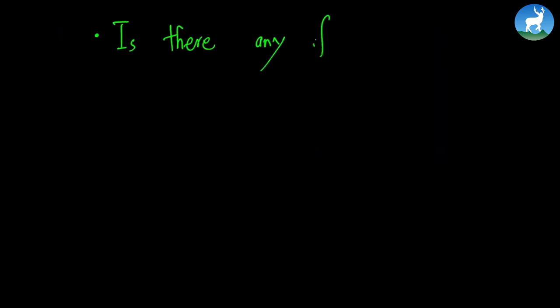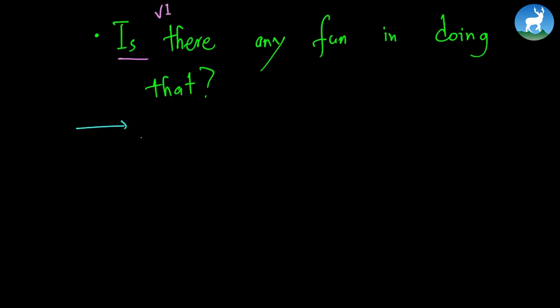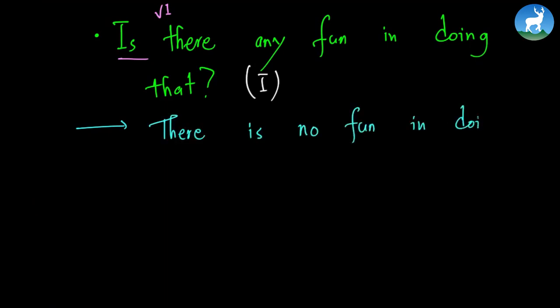Is there any fun in doing that? Again, this is in present tense. How can you change this into assertive? Since this is an interrogative sentence, you need to change it into an assertive one. There is no fun in doing that. This is an assertive sentence. The interrogative changed into assertive. So the tense is not changed.